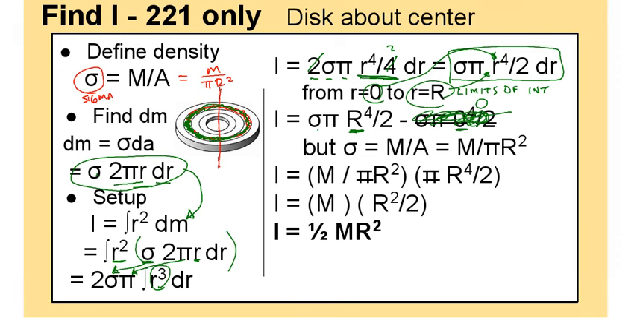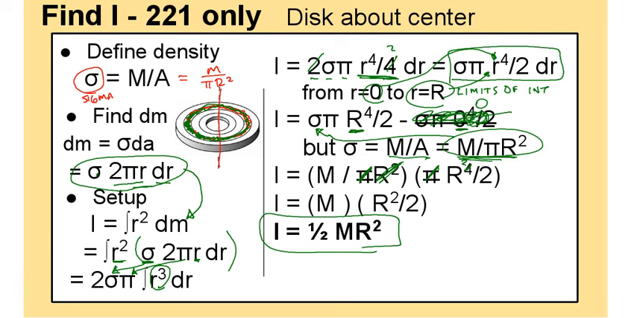Now we can put in sigma. Sigma is equal to m over a, or as we said, m over pi r squared. So we put this in right there for sigma, and I would have m over pi r squared times pi r to the 4th over 2. This pi on the bottom and this pi on the top cancel. This r squared on the bottom cancels 2 of those, and I end up with m r squared over 2, or as we like to write it, I of a disk is equal to 1/2 m r squared.